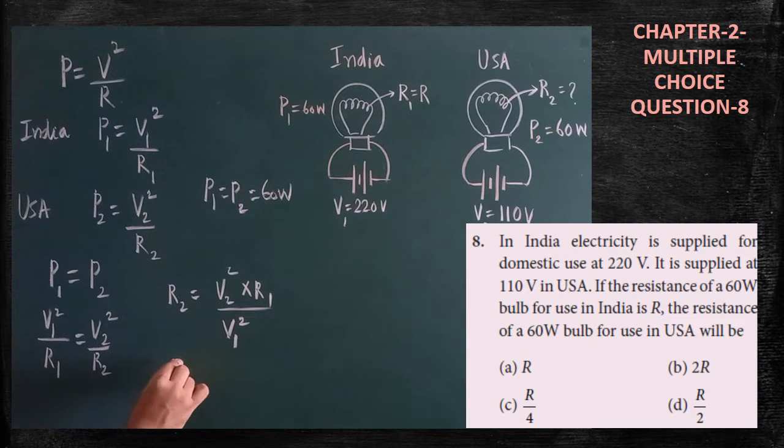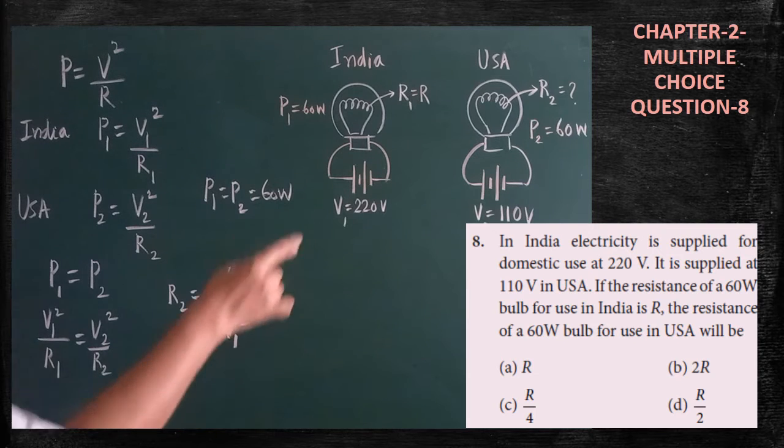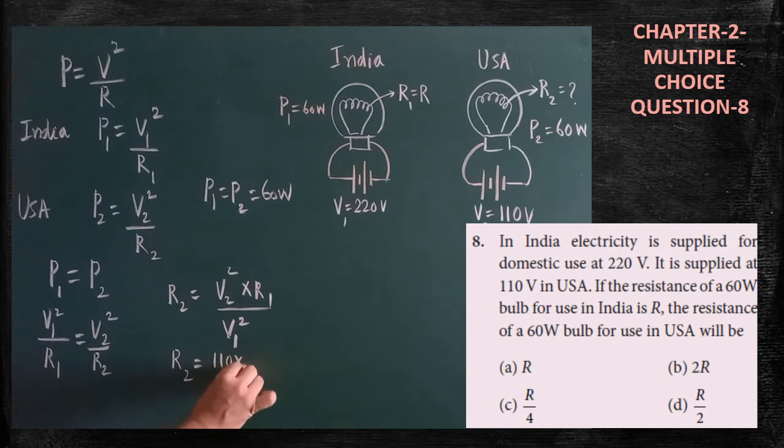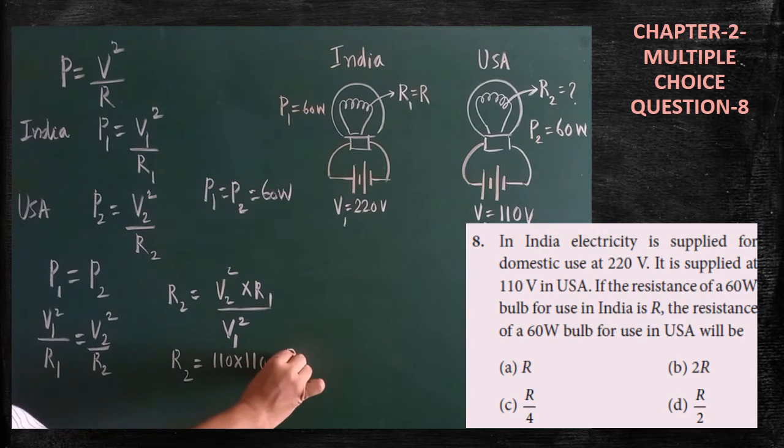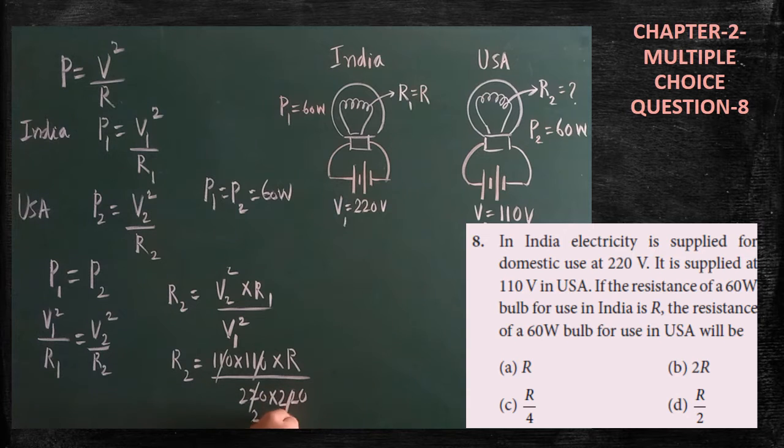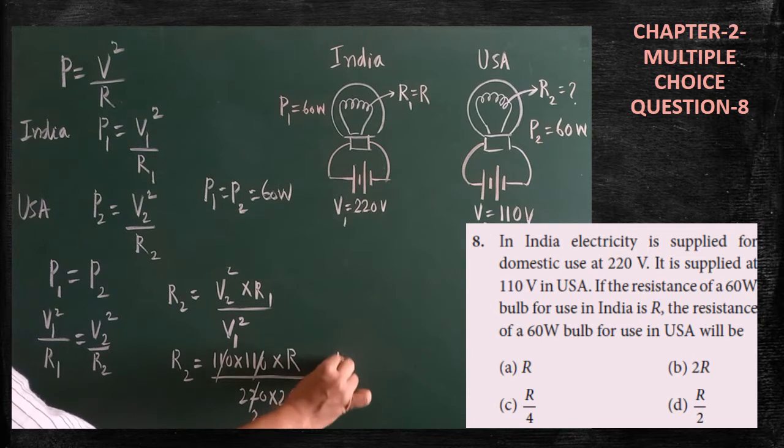Substitute the values. Here R2, that is the resistance of the filament bulb in USA. What is the value of V2? 110. 110 into 110, that square value is written in that format. R1 is taken as R, therefore simply you write it as R. And then V1 square, 220 into 220. So here, after cancellation you will get 2 here, here also you will get 2. So finally the answer would be R by 4.